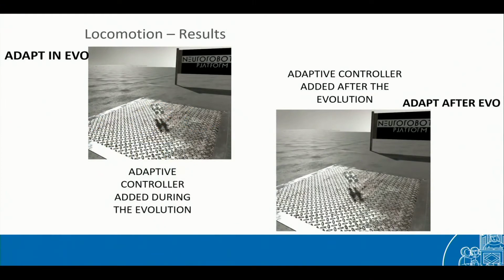We did two kinds of experiments. The first one we called adaptation in EVO. This means that we included the adaptive model that is represented by the cerebellum inside the evolution when we perform the evolution. In the other case, we first perform the evolution, and then after we get the best locomotion pattern, we apply the cerebellum in order to stabilize the locomotion.